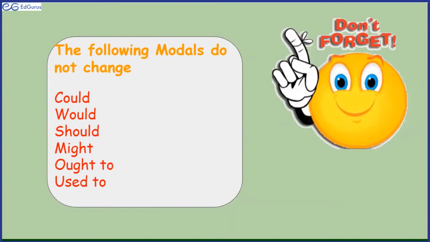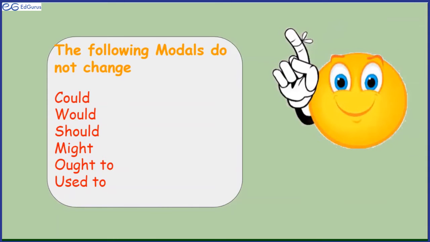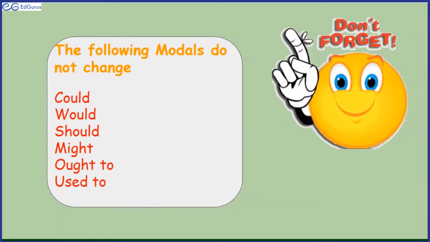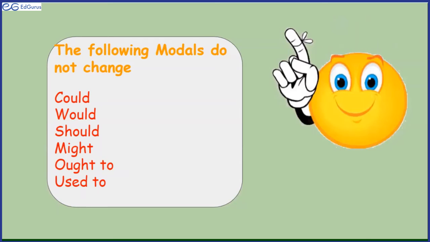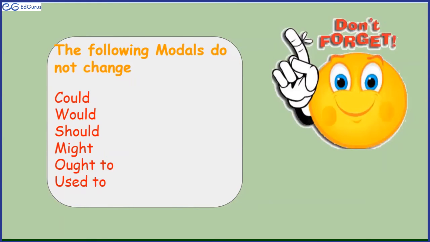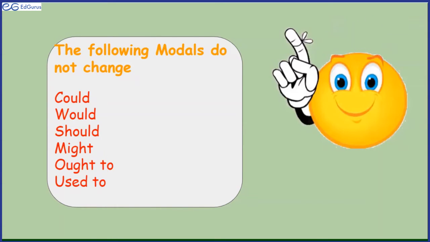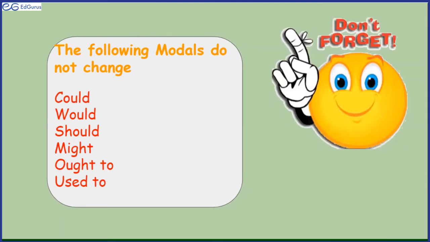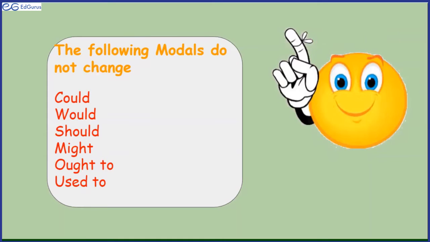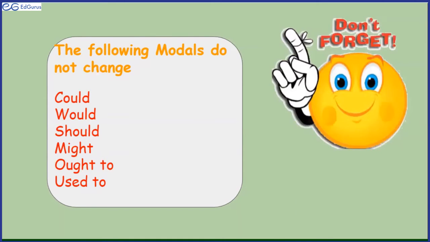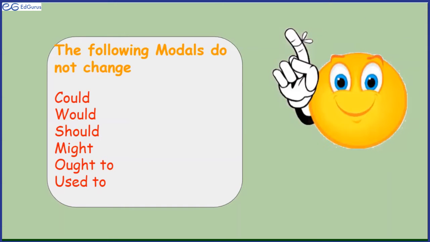Similarly, would. Would you close the window for me? Right? I would visit my uncle when I go to Kolkata. Fine. Now this would will not be changed into will. It will remain would only. Similarly, should will not be changed into shall. It would be used as should. Shall is changed into should, but should is not changed into shall.